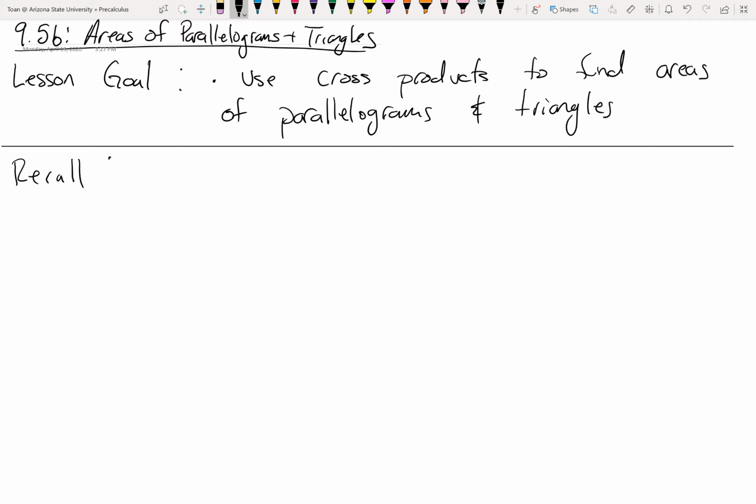yesterday's lesson. So the idea of a cross product is that if you have two vectors that have the same initial point, say this vector here and then this vector here, then the cross product will always be a vector that is perpendicular to both. Now it turns out, so this is the cross product here.